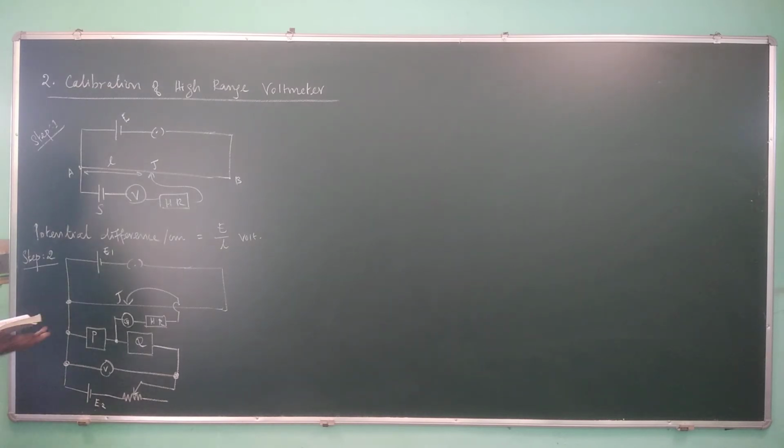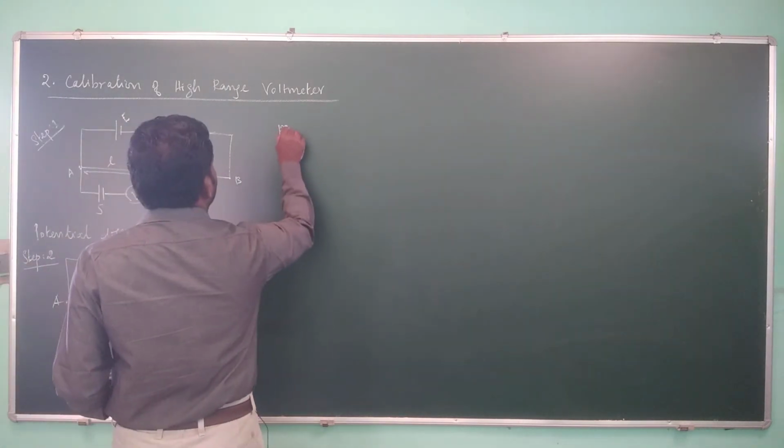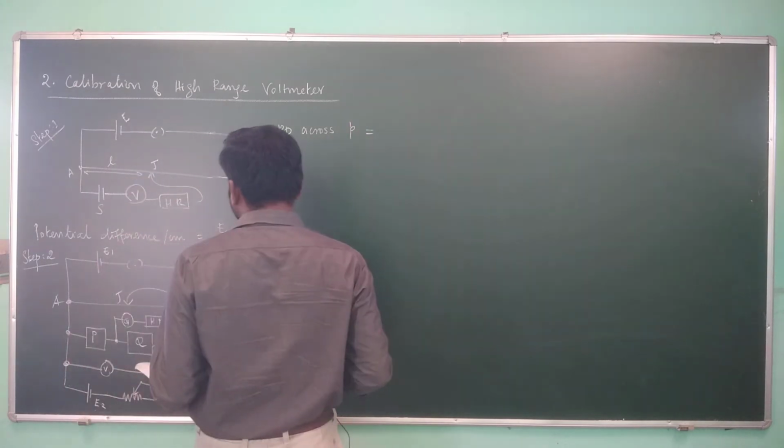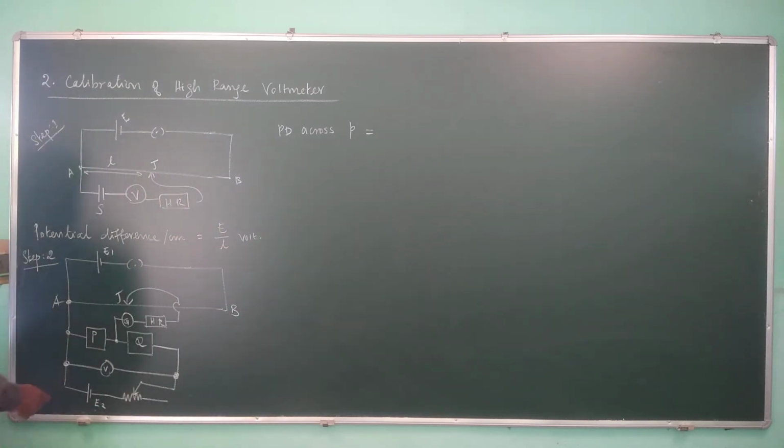So this is the circuit diagram for the second part. Now we have to set the value of P and the value of Q in such a way that the potential difference across P should not exceed the potential difference between the points A and B. In that way we have to define the values of P and Q. Now we can write the equation for the potential difference across P.